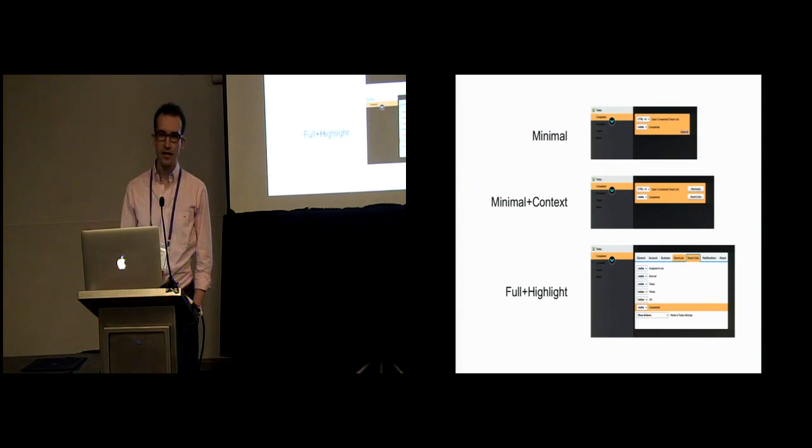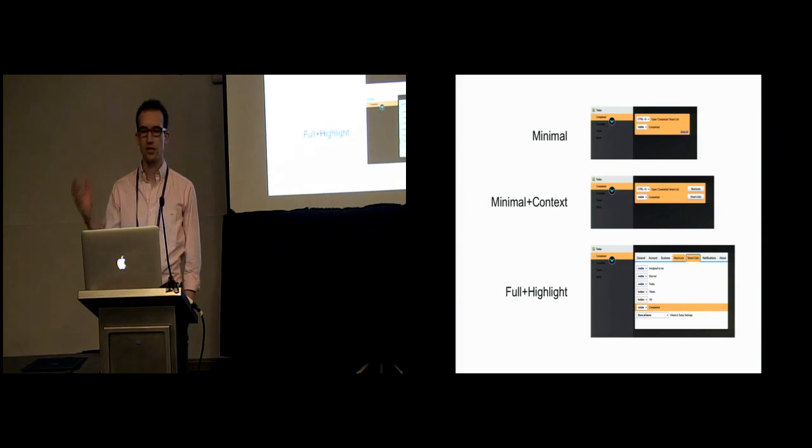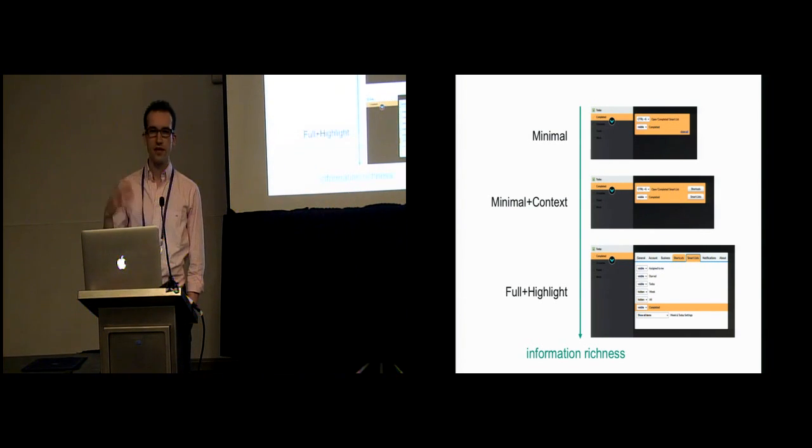In the full plus highlight variant, we reproduce the familiar structure of the settings panel, and we simply highlight in orange the settings that are associated with the element that you clicked. So as you can see, these 3 variants vary in information richness from low to high.